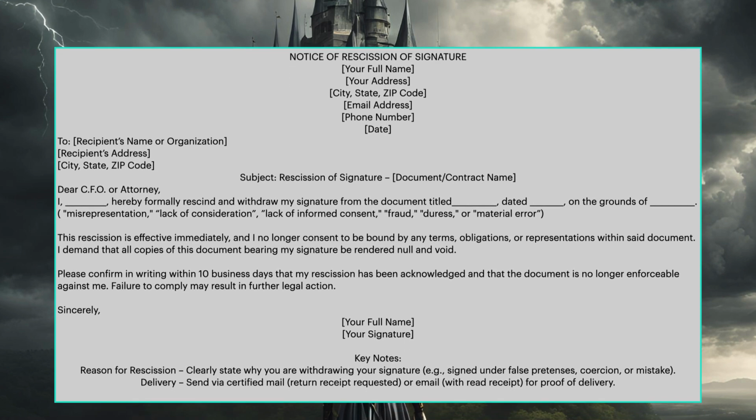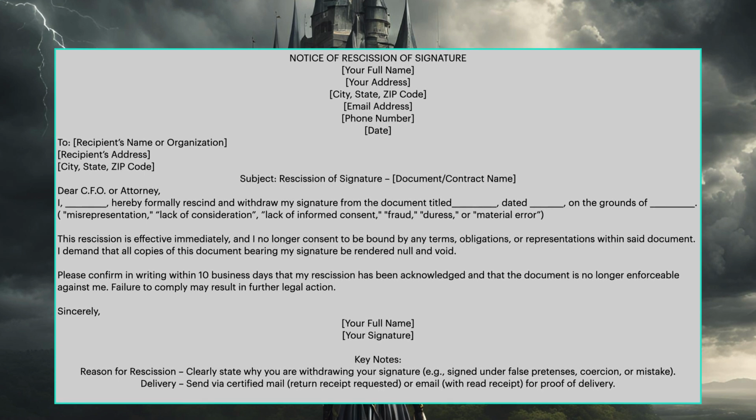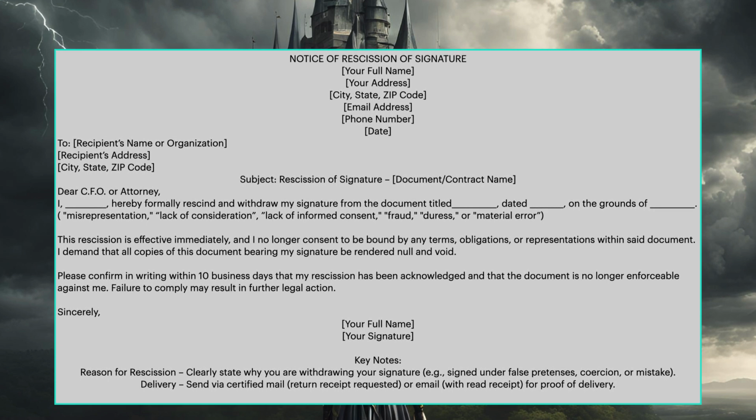I hereby formally rescind and withdraw my signature from the document titled so-and-so, dated so-and-so, on the grounds of misrepresentation, lack of consideration, lack of informed consent, fraud, duress, or material error. This rescission is effective immediately, and I no longer consent to be bound by any terms, obligations, or representations within said document. I demand that all copies of this document bearing my signature be rendered null and void. Please confirm in writing within 10 business days that my rescission has been acknowledged and that the document is no longer enforceable against me. Failure to comply may result in further legal action.